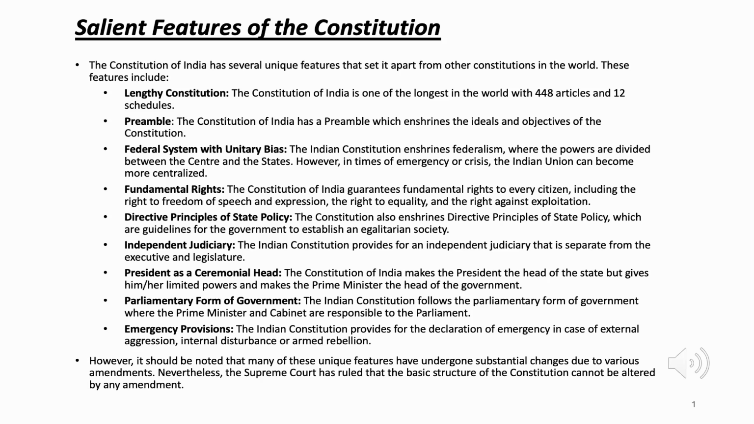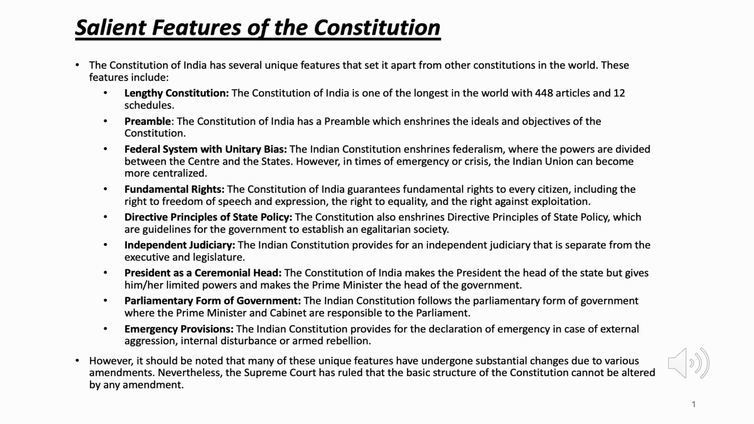The Constitution of India has several unique features that set it apart from other constitutions in the world. These features include: Lengthy Constitution. The Constitution of India is one of the longest in the world, with 448 articles and 12 schedules. Preamble. The Constitution of India has a preamble which enshrines the ideals and objectives of the Constitution.